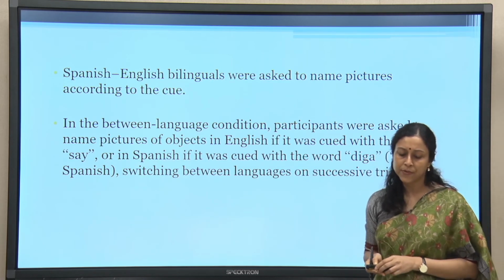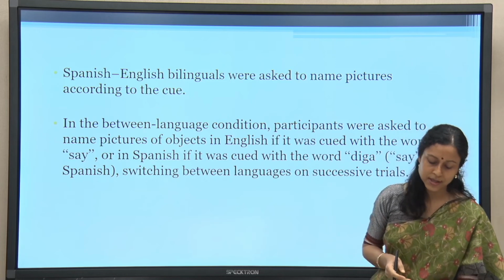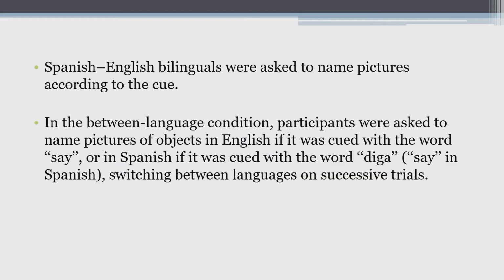In a few studies on Spanish English bilinguals, there was a particular study on picture naming. This study was like this: participants had to name pictures according to a cue. So, the between language condition refers to changing between Spanish and English, interchanging between Spanish and English, and there was a cue.